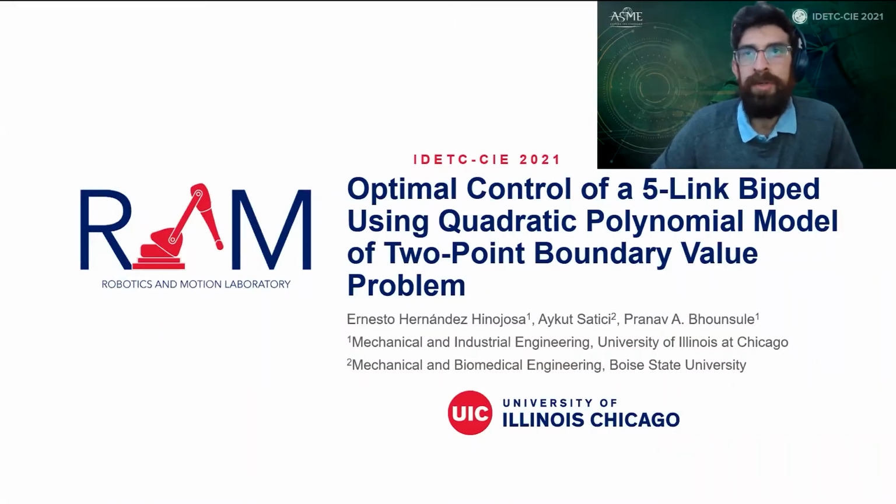My name is Ernesto Hernandez Hinojosa, and I am a PhD student at the University of Illinois at Chicago. And today I will be discussing part of my research on developing an optimal controller of a 5-link biped robot using quadratic polynomial model of a 2-point boundary value problem.